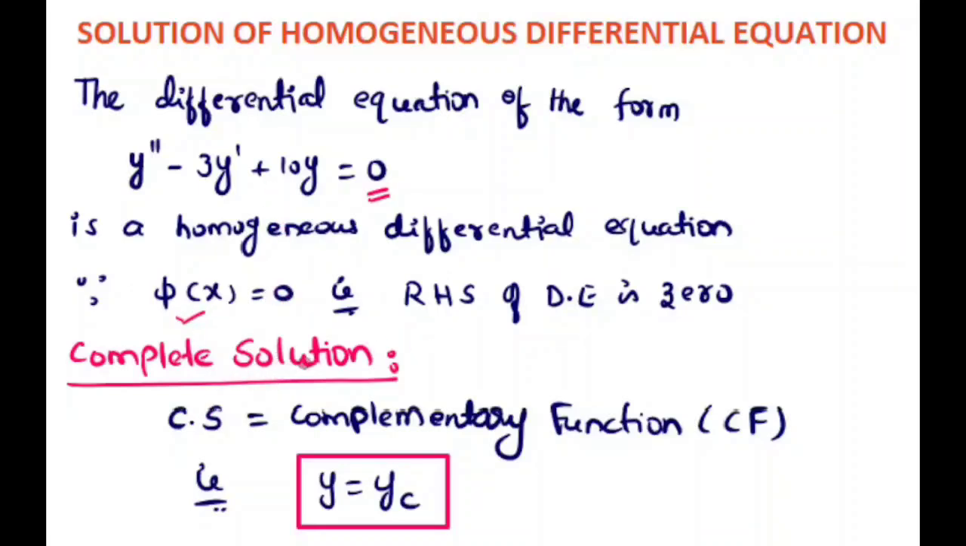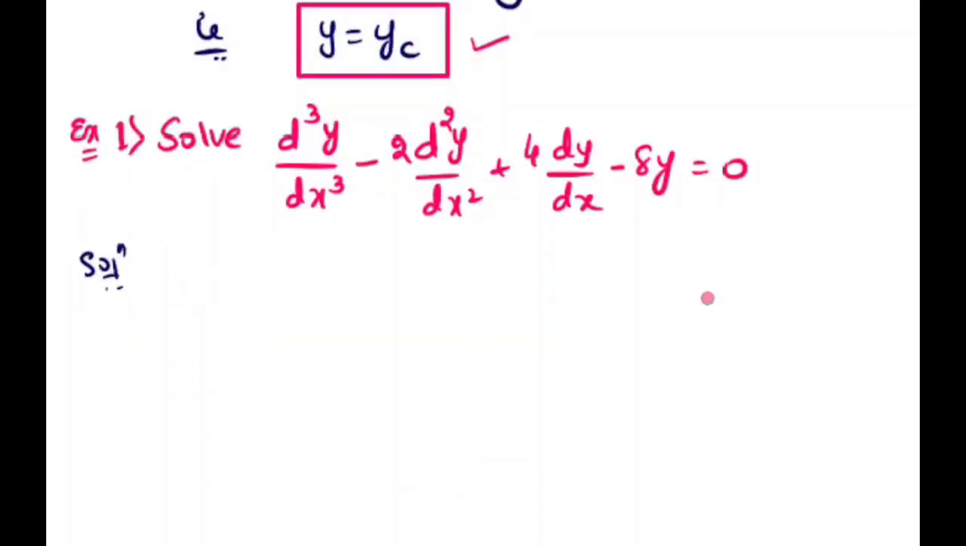And the complete solution of such equations is equal to the complementary function, that is CF. Mathematically we write it as y is equal to yc. Just remember this formula, and how to write the complementary function we have discussed in the last class. Let us do one example on a homogeneous differential equation.